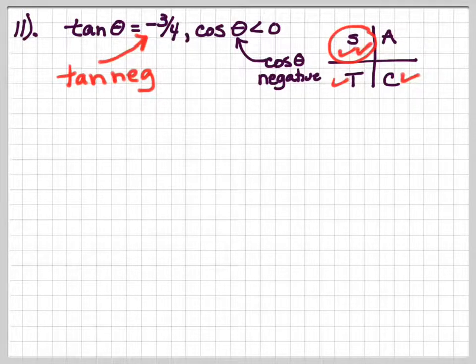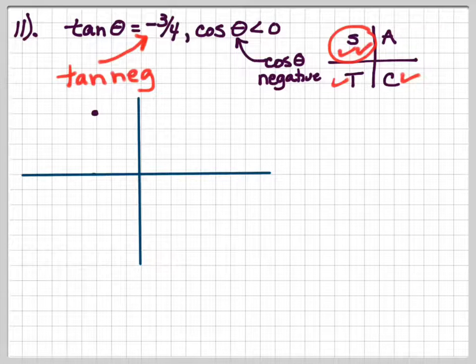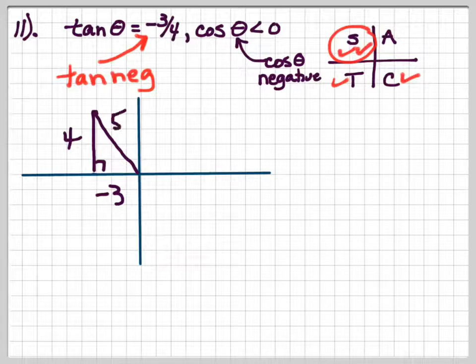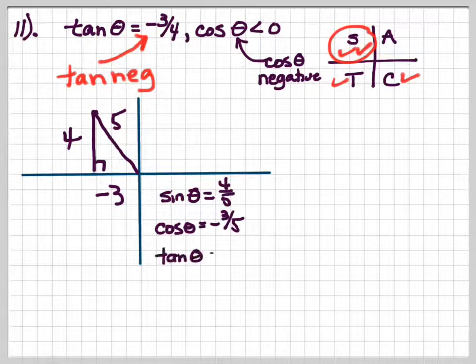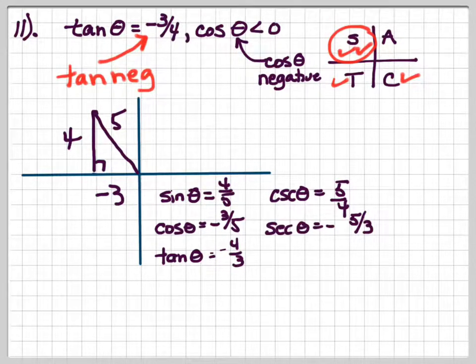So if we have this point in the second quadrant, that has to be a y of 4 and an x of negative 3, which would make our hypotenuse 5, a 3, 4, 5 triangle. So that means our sine is 4/5, our cosine is negative 3/5, our tangent is negative 4/3, our cosecant is 5/4, our secant is negative 5 over 3, and our cotangent is negative 3 over 4.